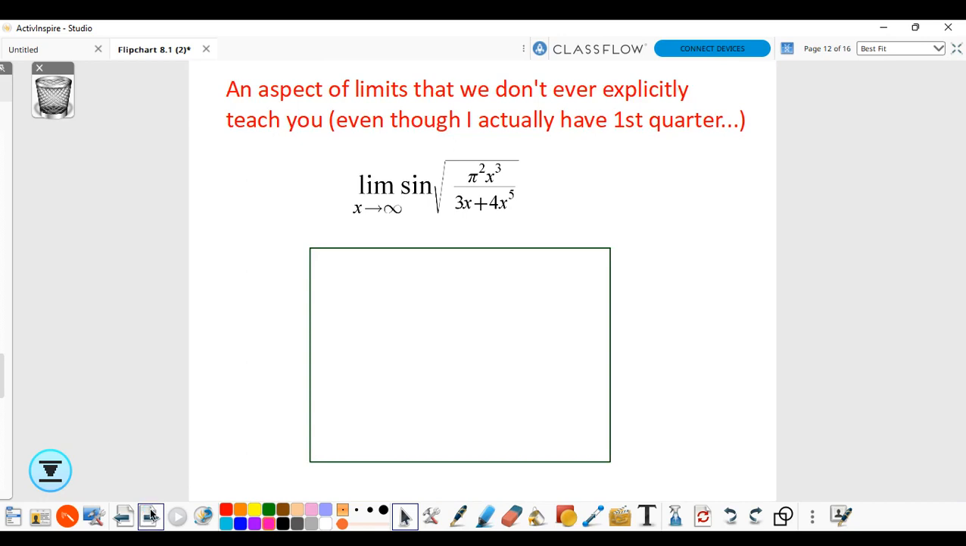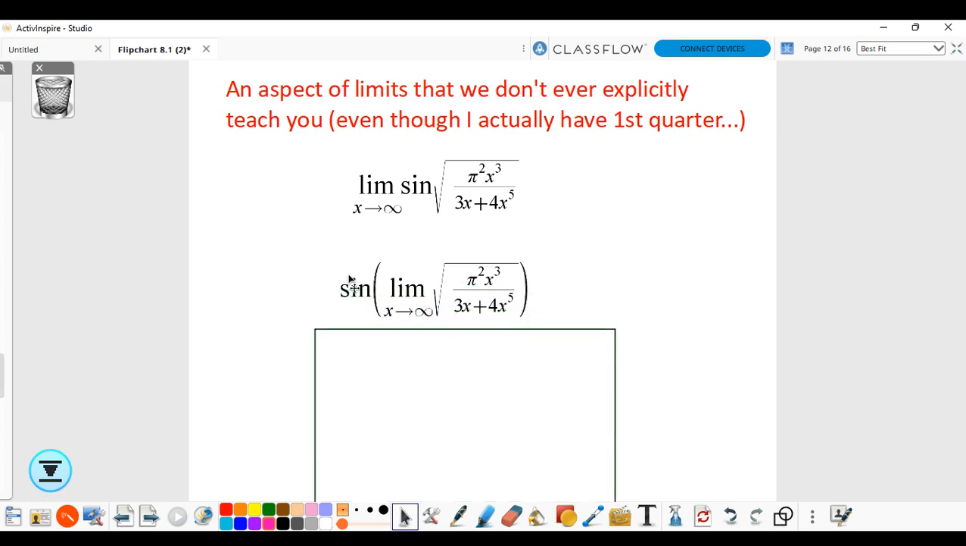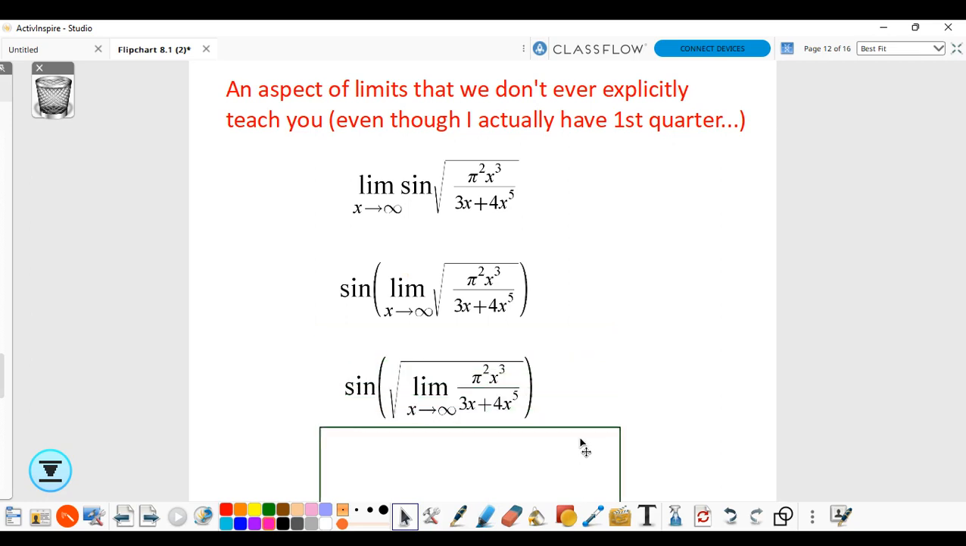Okay, now to do these next couple problems, I need to show you a thing that we can do with limits that we never explicitly teach you in the curriculum. To evaluate this limit, it looks kind of scary, but maybe the sine doesn't get affected by the limit, so I'm going to push the limit inside that function. Well, evaluating over that square root is kind of crazy too. Push the limit inside here, and then just look at this rational function.